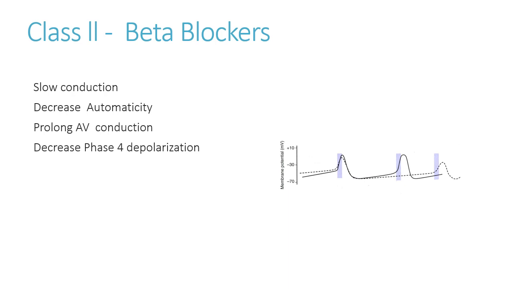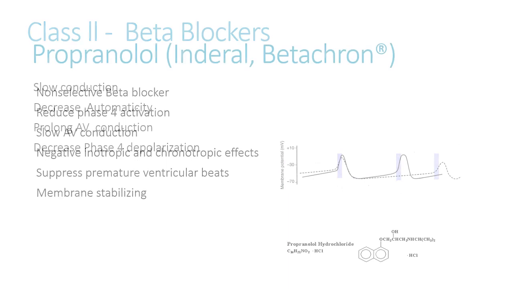There's one notable exception that goes into class 3, so we'll talk about it in a minute, but just be aware of that. We're going to prolong the AV conduction. We're going to be decreasing that phase 4 depolarization, and overall just slowing down the heart. Good for SVTs or supraventricular arrhythmias.